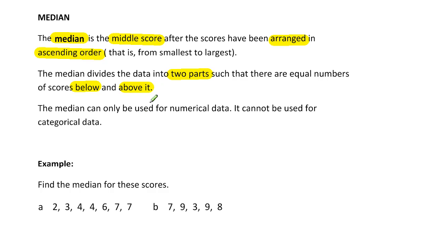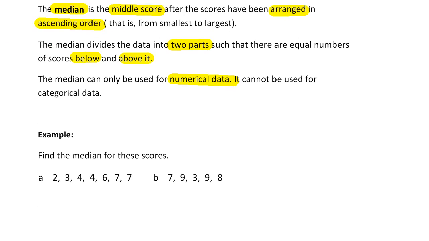That's very, very important. So the median can only be used for numbers, numerical data. It can't be used for categories like blue eyes, green eyes, things like that. So there's your concept of median. It's the middle number, but they've got to be put in the correct order. So a couple of very straightforward examples to start with.